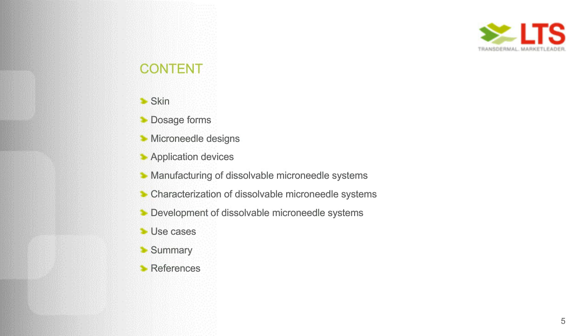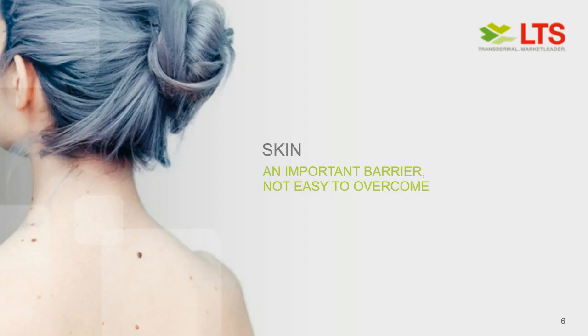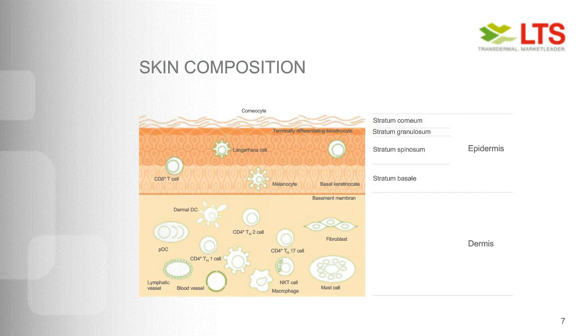Okay, let's jump ahead. Skin. Skin is an important barrier of the whole human body. It's not easy to overcome on purpose, actually. When we look at skin, this is just a very rough overview. We have this distinction between epidermis and dermis, and all the hypodermis below that. And if you check the epidermis, you will see that the outer layer of the epidermis, the stratum corneum, actually is one of the main barriers to overcome when we think about transdermal or dermal drug delivery.